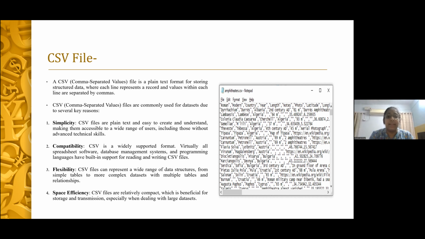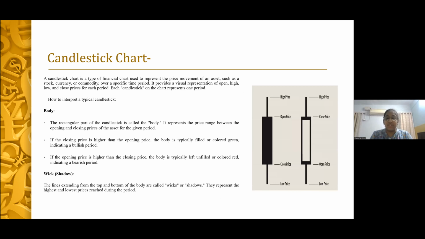There are various other methods through which the data set can be stored, for example, SQL data sets and Excel spreadsheets, but CSV is considered the most widely used and most efficient one. Then what is a candlestick chart? A candlestick chart is a type of financial chart used to represent the price movement of an asset, such as a stock, currency, or commodity, over a specific period of time.